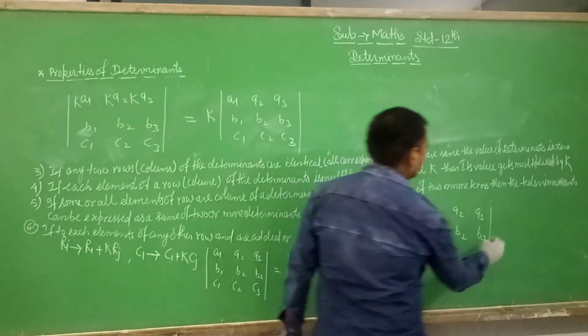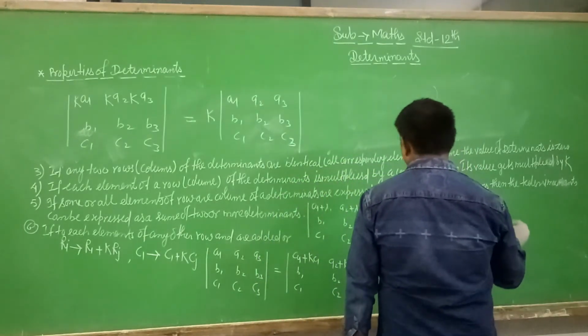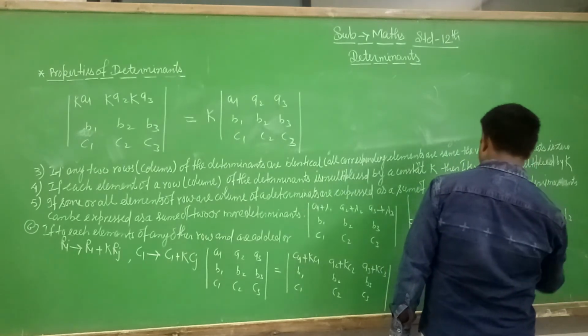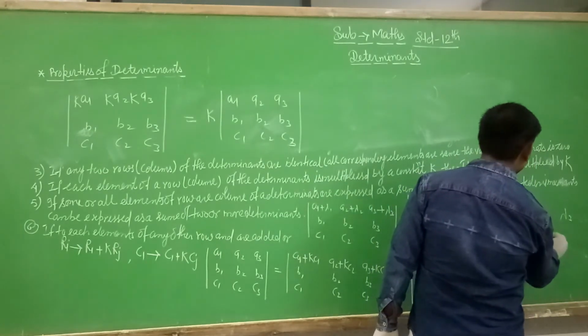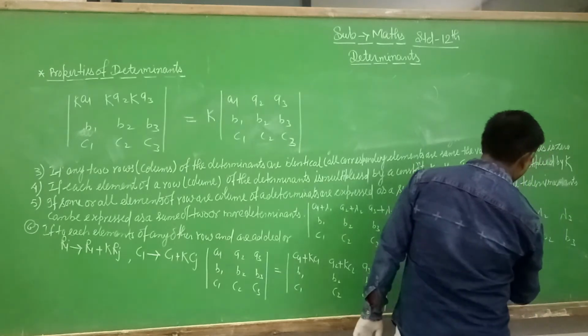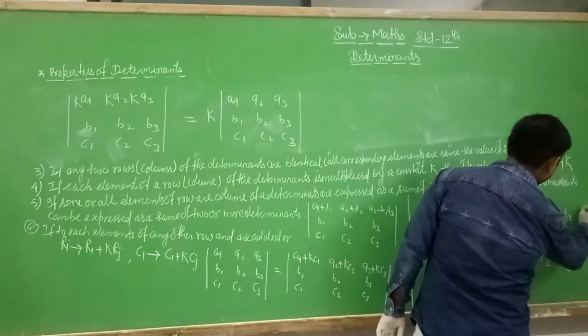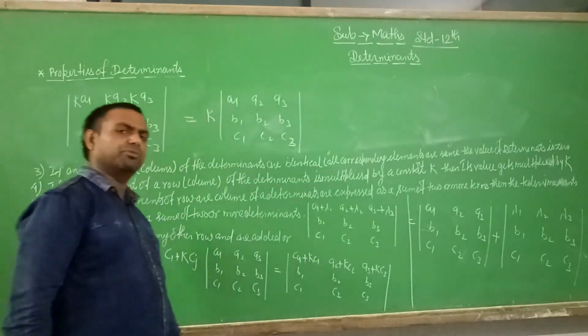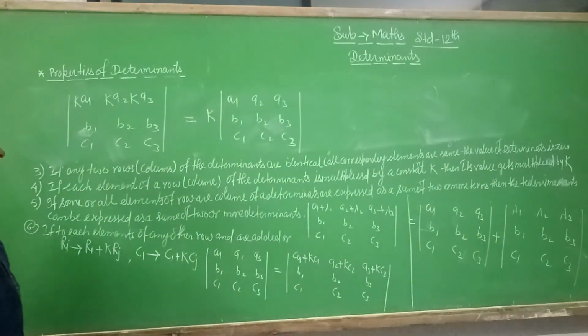And after that, plus, here you write lambda 1, lambda 2 and lambda 3, then b1, b2, b3, c1, c2, c3. So both values are same. If you expand, then you find that both values are same. So you can solve this way according to property number 5.